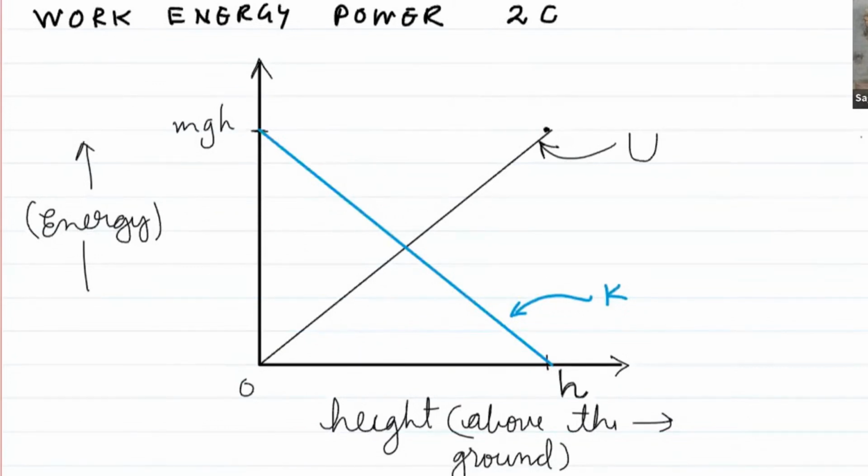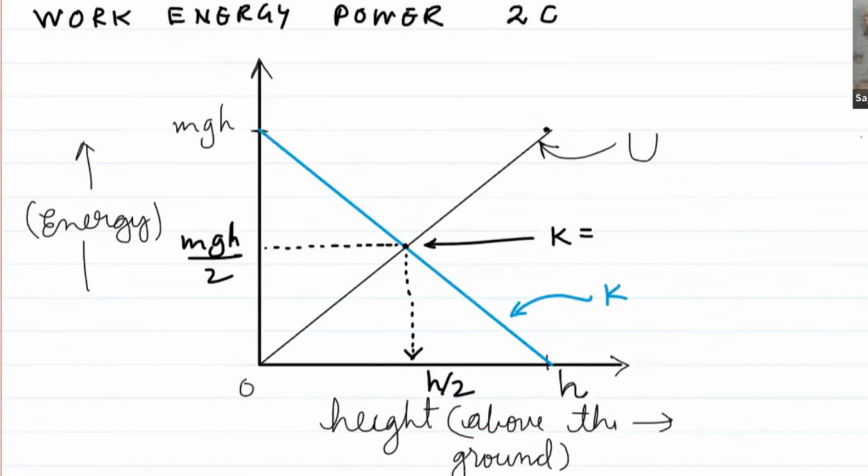Now, what more is this point of intersection? At this point, the height is half, and the energy is also half. So at this point, the kinetic energy and the potential energy will be equal, and they will be half of the total energy.